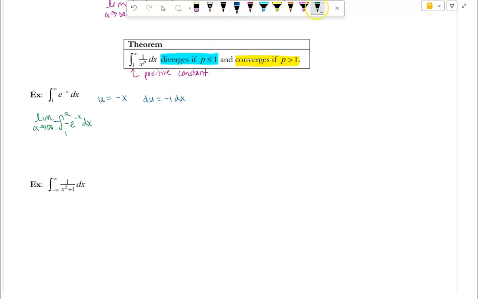All right, so now when we go to our next step, again, it's our limit as a approaches infinity. Now I'm going to go ahead and integrate that. I just have e to the u du in my integral. So I know that the antiderivative of that would just be e to the u plus c if it wasn't a definite integral. But remember, we had to put that negative out front. So we're going to get negative e to the negative x. So that's negative e to the u. And we're going to evaluate that from 1 to a.